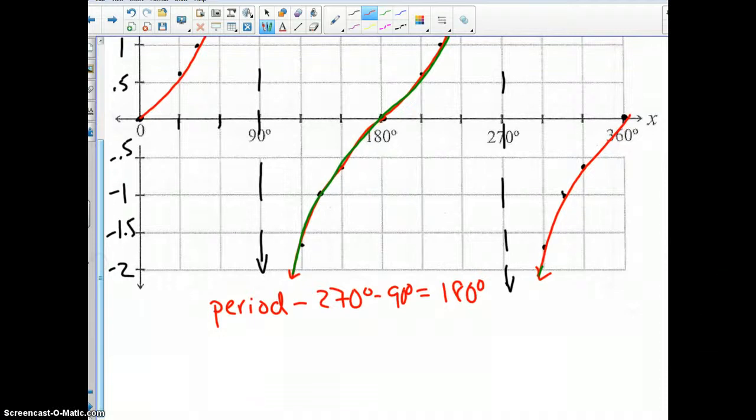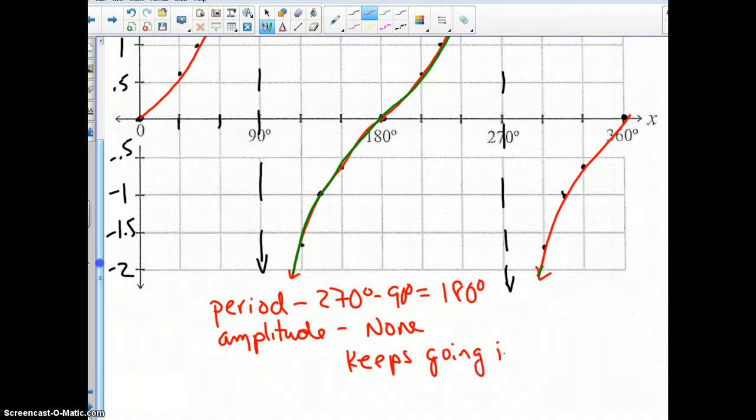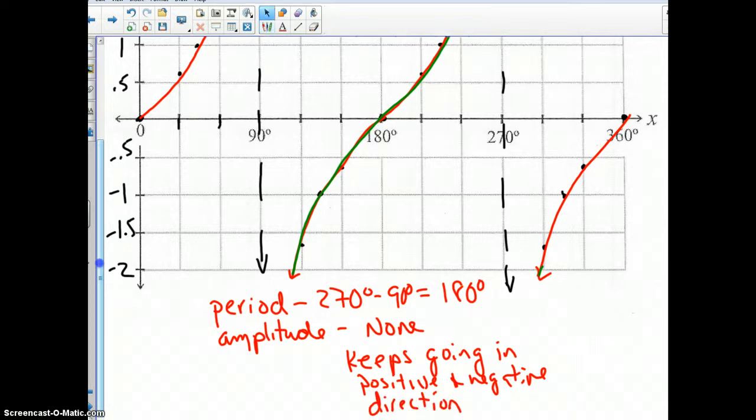So amplitude in this case. Well, there really is no amplitude. It keeps going in both directions, the positive and negative direction. As we've talked about before in class, the amplitude is how far away it is from the middle. Really need a maximum and a minimum to get an amplitude, and this one doesn't have either one of them.